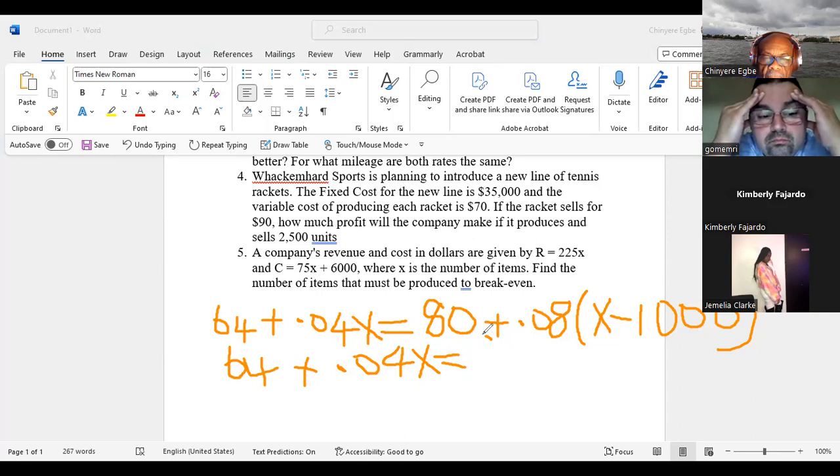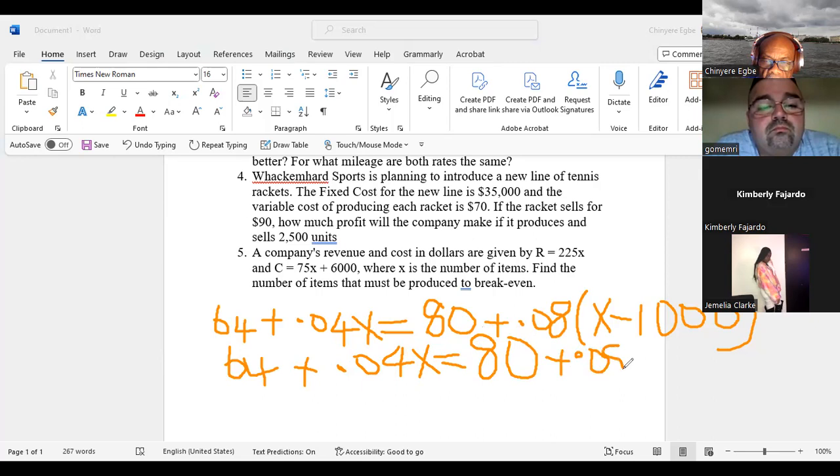okay, now keep your notes because I'm going to be erasing things. 80 plus 0.08x minus 0.08 times 1,000 is what? Use your calculator. 0.08 times 1,000 is what? It's 80.